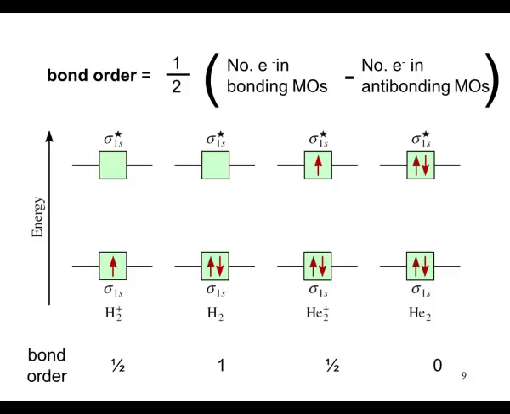Bond order is 1. For helium 2 plus, there are 2 electrons in sigma 1s, 1 in the sigma 1s star, so the bond order is 1/2. For helium 2, 2 electrons in sigma 1s, 2 electrons in the sigma 1s star. The 2 cancels out the 2, making it 0 bond order.